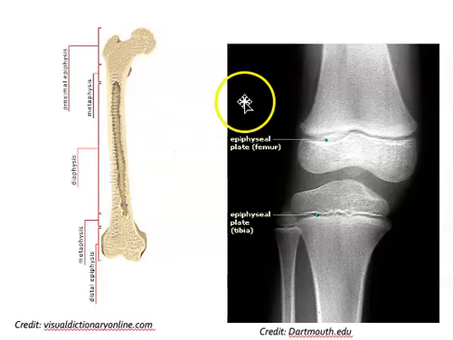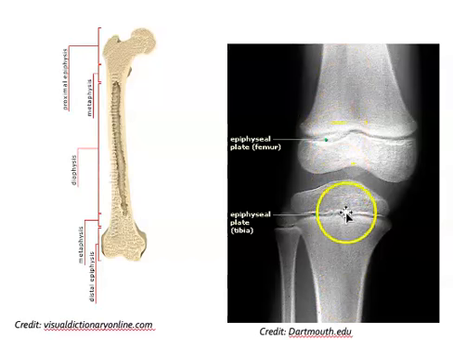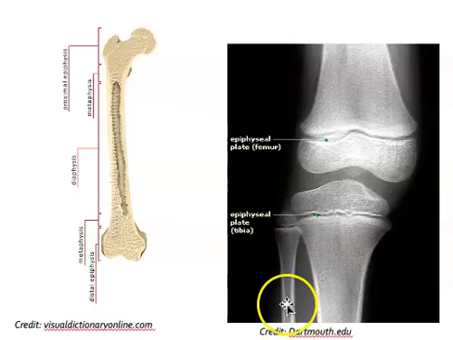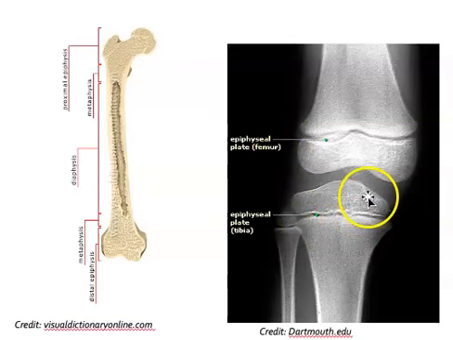On the right-hand side of this slide, you're looking at a radiograph of the knee. So just to orient you, this is the femur, this is the tibia. Right next to the tibia is the fibula, and this is the knee joint. You can just see the shadow of the patella right here, the kneecap.